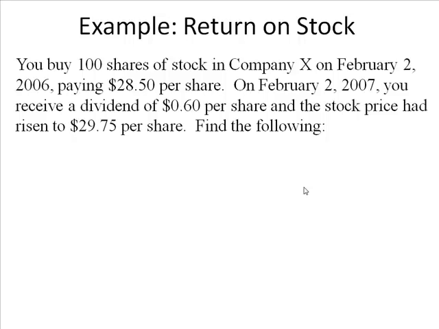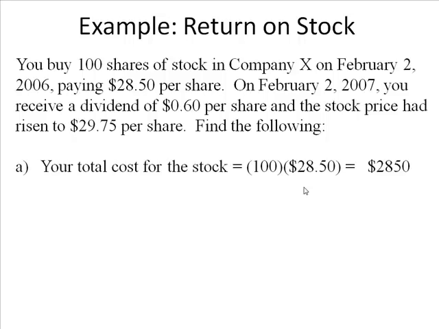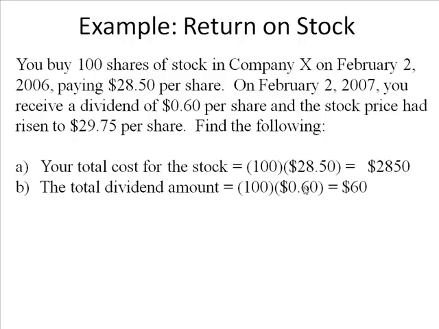Let's take a look at some of the calculations. First, we'll look at the total cost for the stock. The purchase price was $28.50 times 100 shares means our total cost was $2,850. Next, we want to look at the total dividend amount. Company X paid out 60 cents per share times 100 shares. That means our total dividend was $60.